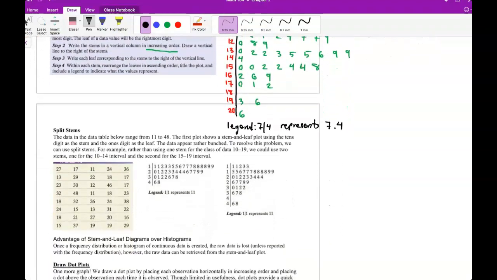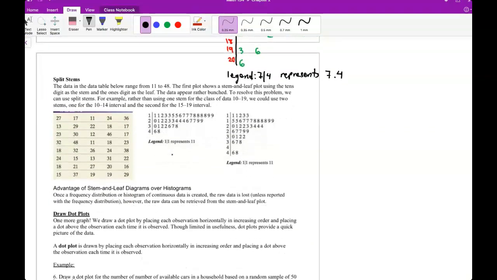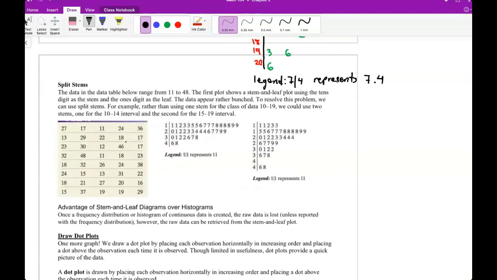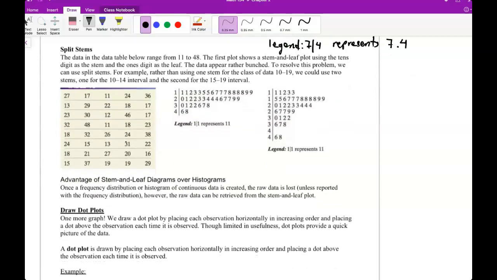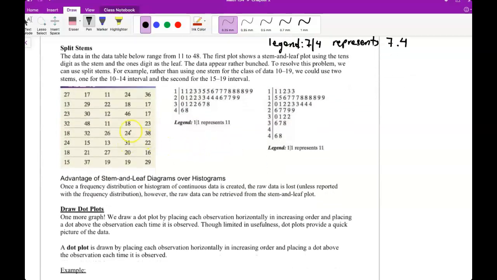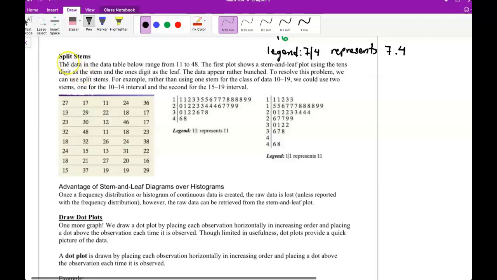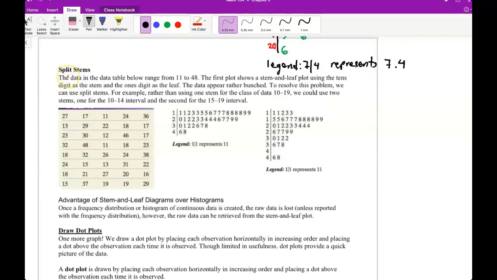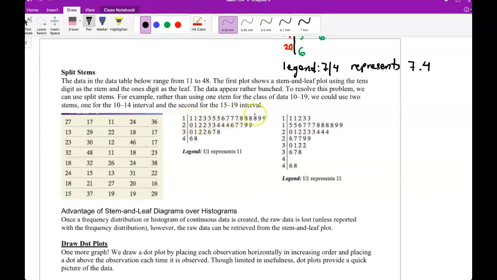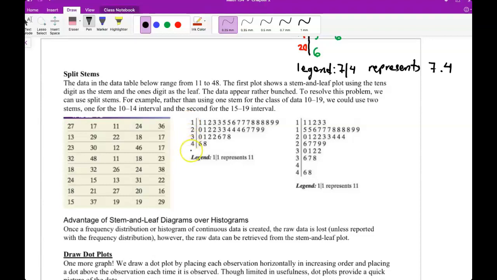We finished that one. Next page. Here again we have a stem and leaves. What we have here is split stems, and that is when we have too many numbers in one class. So these are the data we have. Based on these data, on the first column we have stem. So we have these stems here, and here are leaves.